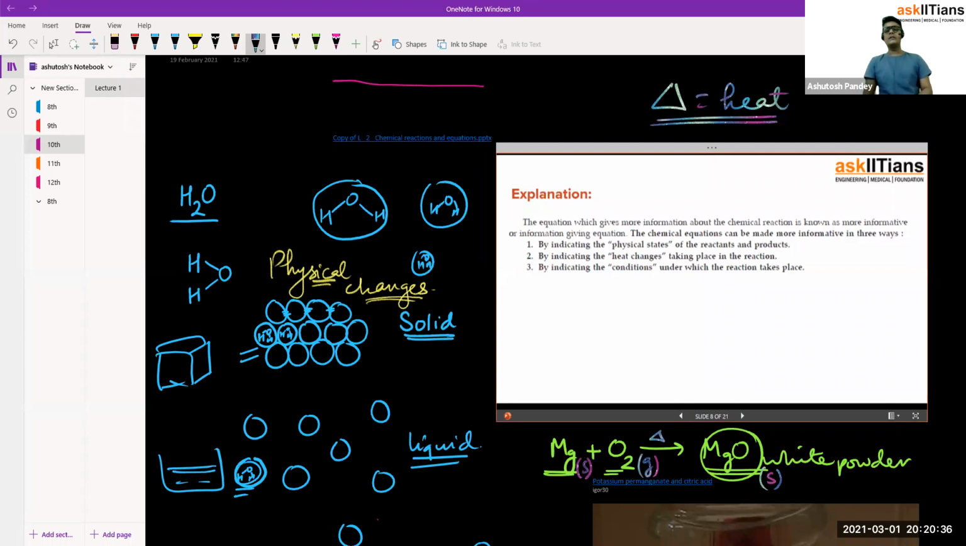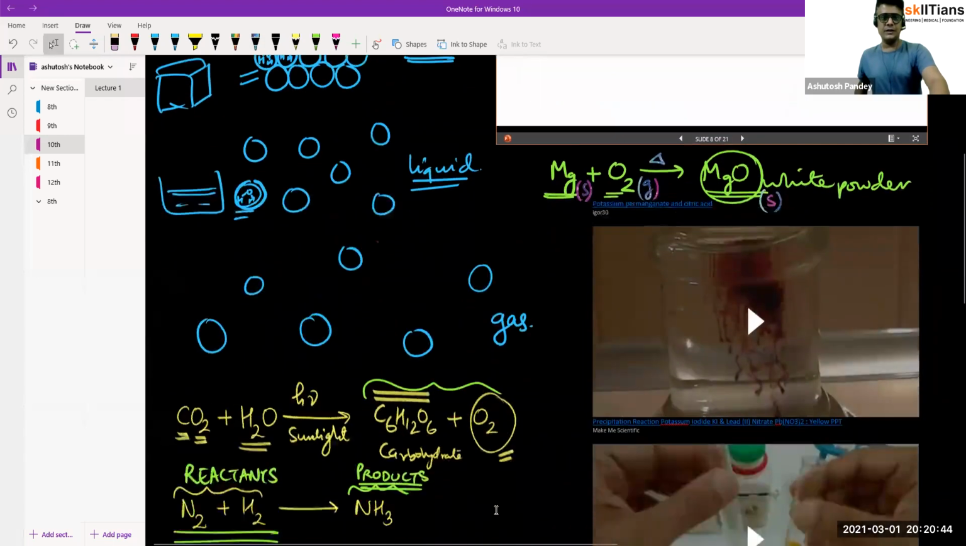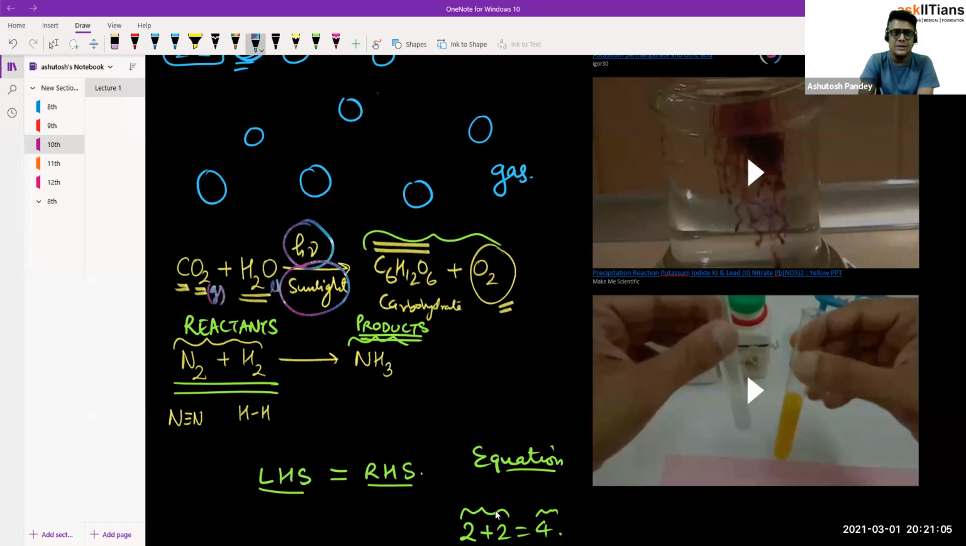Then third is by indicating the conditions under which the reaction took place. Like here, we wrote the conditions there: this h nu and this sunlight. At the upper side or lower side of the arrow, we write the conditions under which this reaction is possible. Otherwise this reaction will not happen. And then we'll write, like here we have CO2 in gaseous form and H2O as liquid.